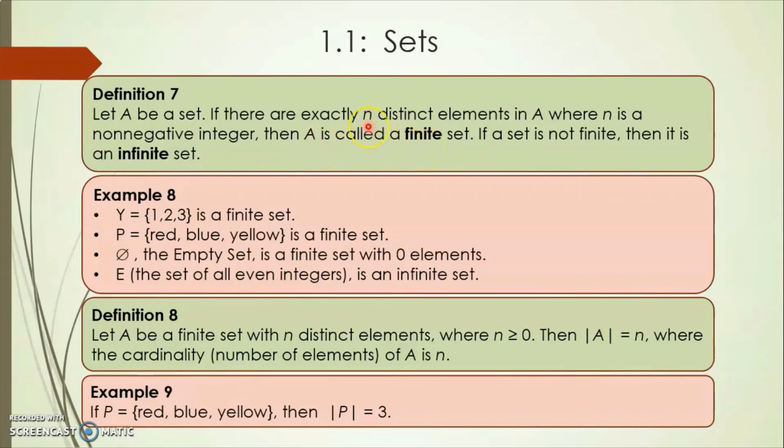If we don't know n, meaning there is a triple dot in a set, that means the set is not finite, or we call it infinite. For example 8, y equals {1, 2, 3}. This is a finite set with 3 distinct elements. P equals {red, blue, yellow} is also a finite set. The empty set is also a finite set with 0 elements, because 0 is still a number.